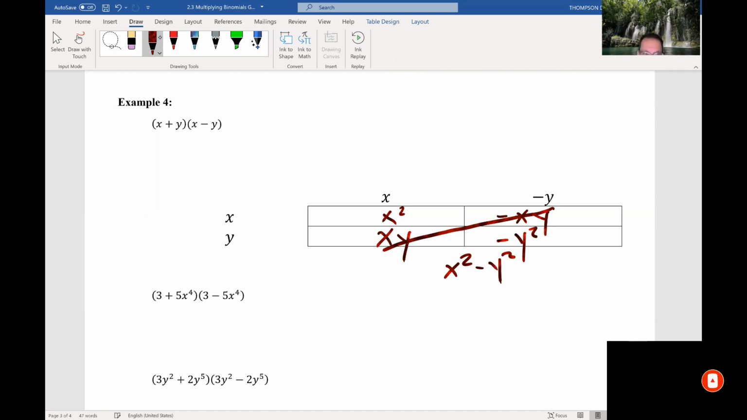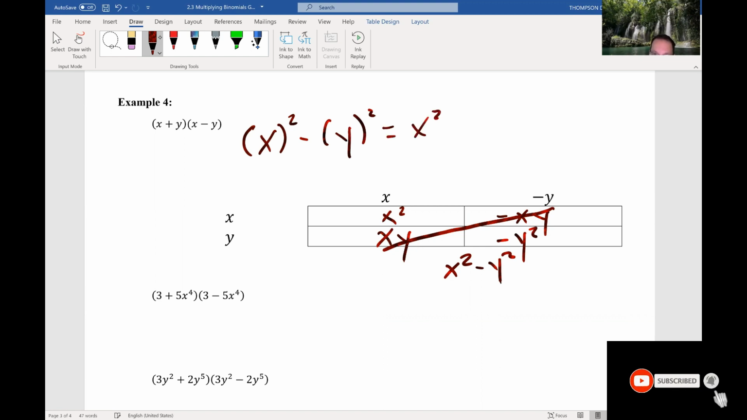So essentially, this is a special pattern. What you do is you just take the first term and you square it, and then you put a subtraction sign in the middle, and you square the last term. So let's see what that looks like. You just take the first term, square it, put a subtraction sign in the middle, take the second term, square it, so we still get x squared minus y squared. So let's try that using the next example.